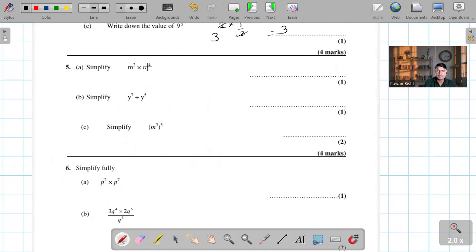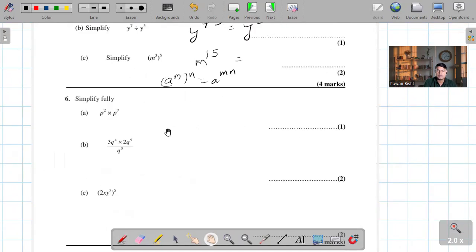m square times m^4, right? So m is same, power will add. So I can directly apply now m to the power 2 plus 4, that is 6. y to the power 7 divided by y to the power 5, y to the power 7 minus 5, which is y square, right? m to the power 3 times 5, so 3 times 5, m to the power 15, right? That will be my answer. Which property did I apply? This property, a to the power m outside n, a to the power mn, right?